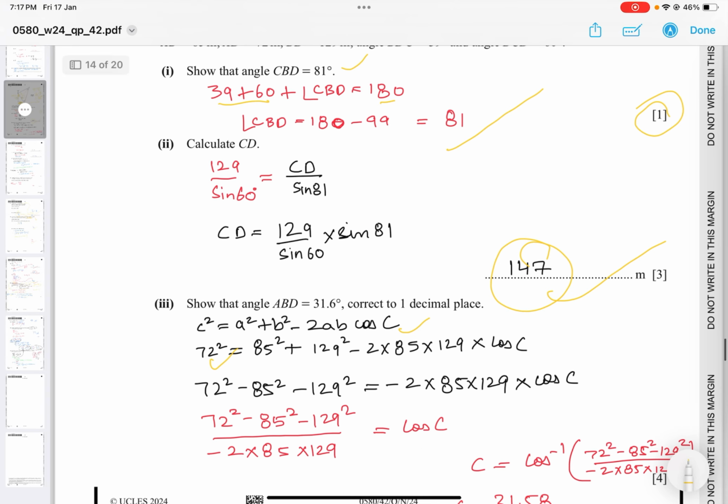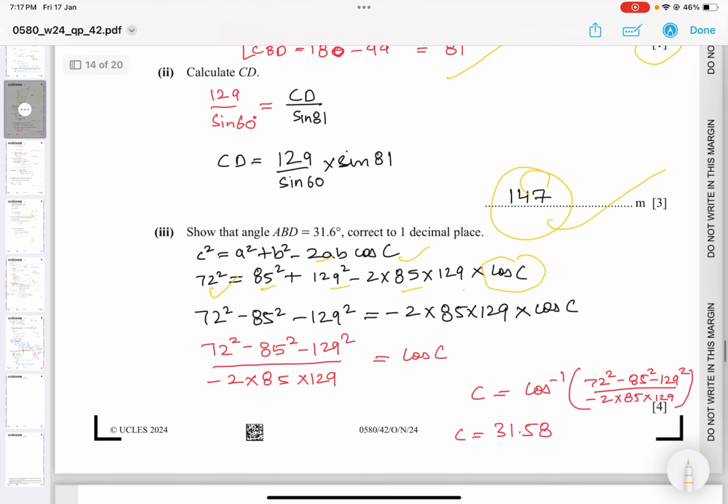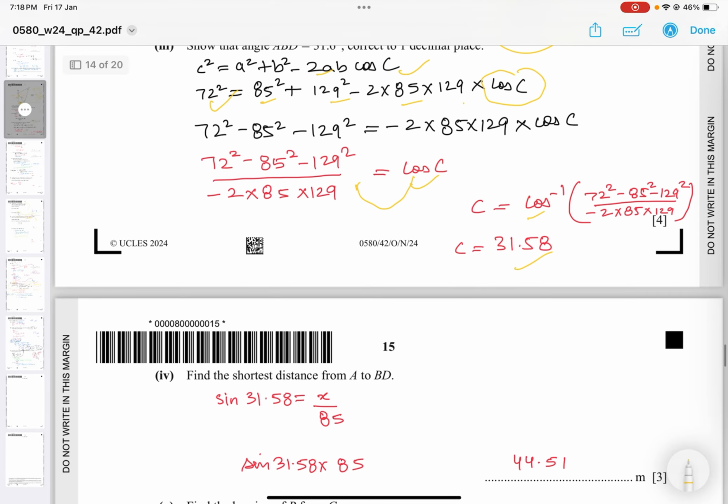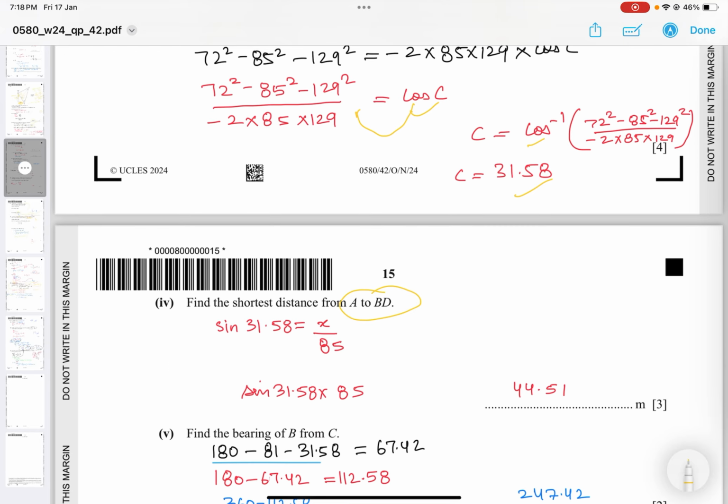Use your cosine rule and your brain and you can find the answer by making this the subject. Okay, cos C. Making cos C the subject and then sending cos over there, cos inverse, you can find the value of C, done and dusted.